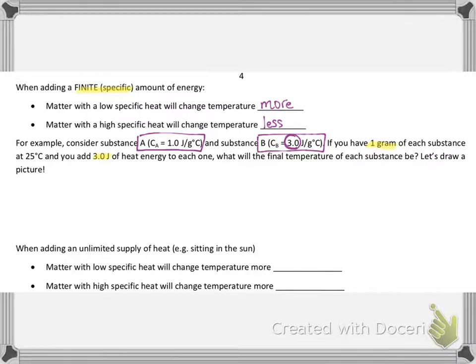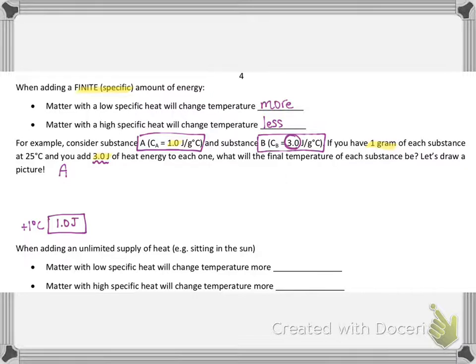Okay, first, let's consider substance A. Well, remember we're adding 3 joules of heat, but the specific heat capacity is 1. Well, for every 1 joule of heat you have, when you add that to A, the temperature will go up by 1 degree. So when you added 1 joule of heat, the temperature went up by 1 degree Celsius.